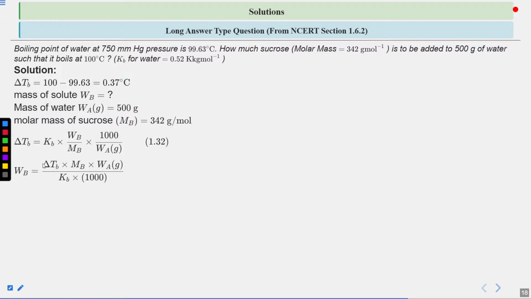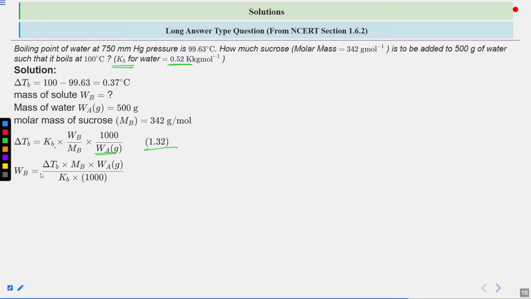So we apply this formula, which is marked as equation 1.32 in our solutions chapter in the NCERT textbook. So the delta TB, elevation in the boiling point, will be equal to KB times WB upon MB times 1000 upon WA in grams. Okay, so as WA is given in grams, we just divide it by 1000 to convert it into kilograms. So the KB for the water is also given, the boiling point constant, which is 0.52 Kelvin kg mole inverse, right?